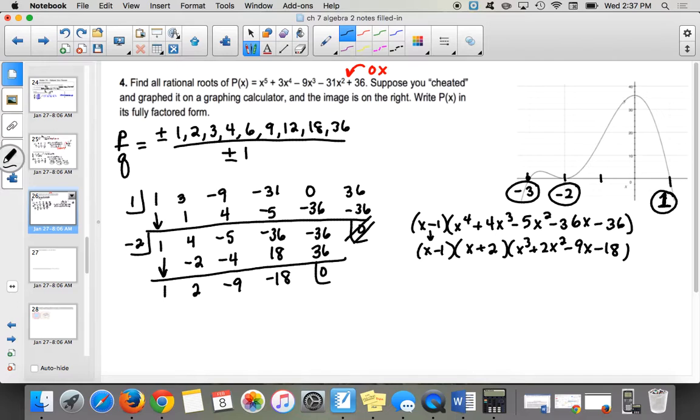So we could keep going. You could keep trying other things. You could keep breaking it down. That's the goal. We want to try to break down our polynomial. But now, do you guys see that this one factors by grouping? We could do it that way, right?